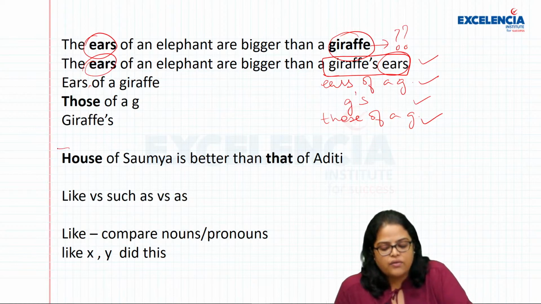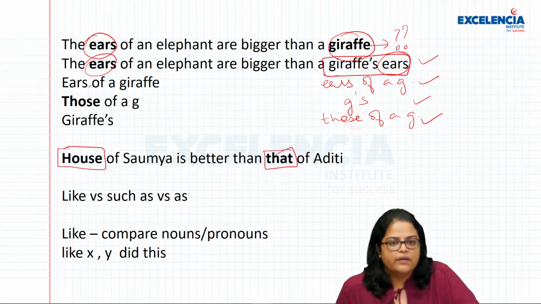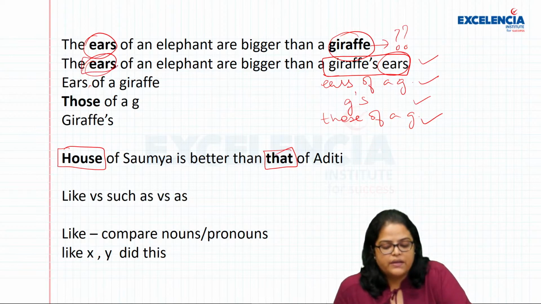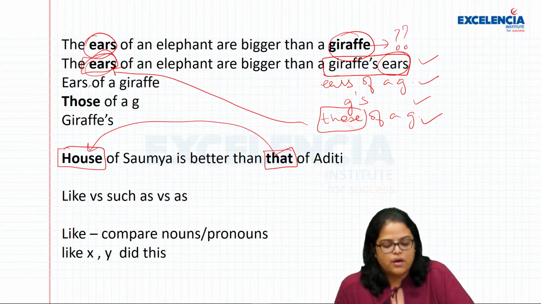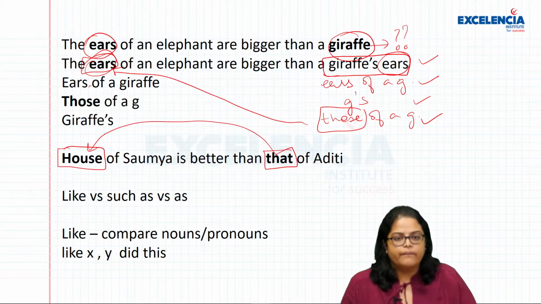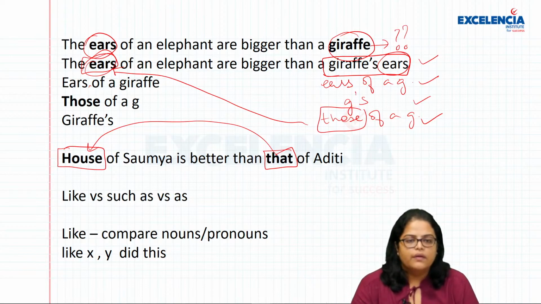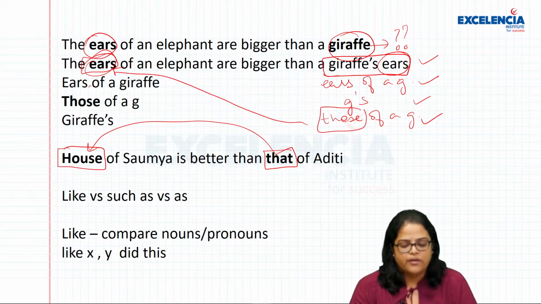I will say the house of Soumya is better than that of Aditi. But the ears are bigger than those. So those is used to refer to a plural thing. That is used to refer to a singular thing. Yes? Okay, great. So that's comparison, guys.